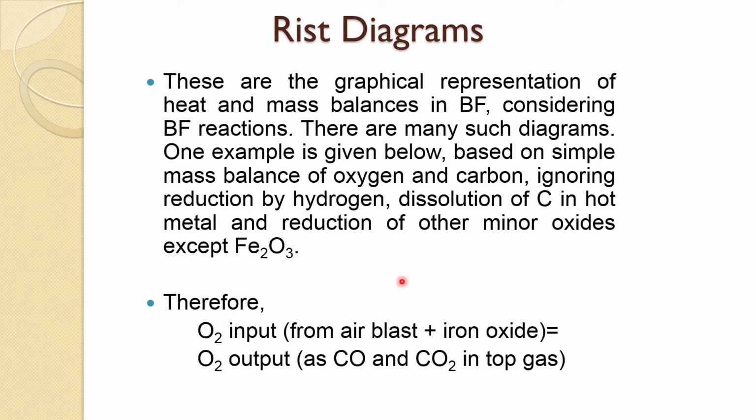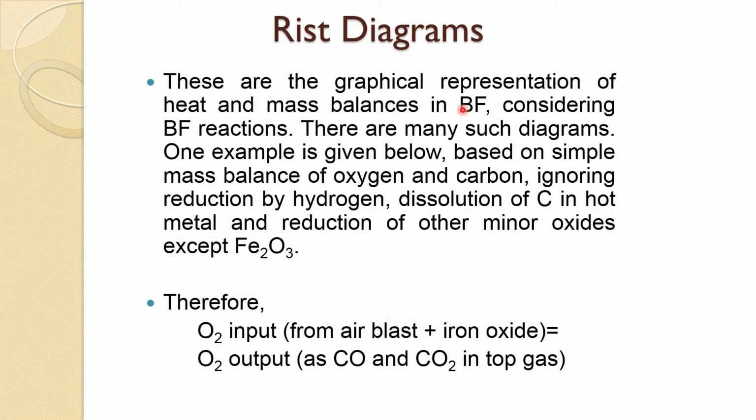Now, we come to another topic, which is about the Rist diagram, and these are graphical representations of heat and mass balances in the blast furnace. You know, in chemical engineering you have many such graphical representations of processes, even for things like Reynolds number and friction factor. So, empirically you can get the values from those graphs.